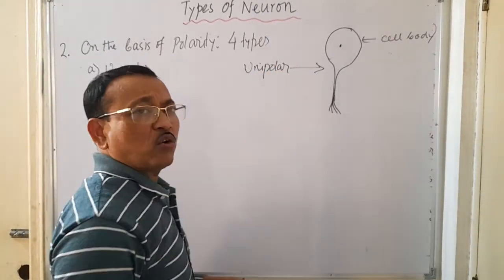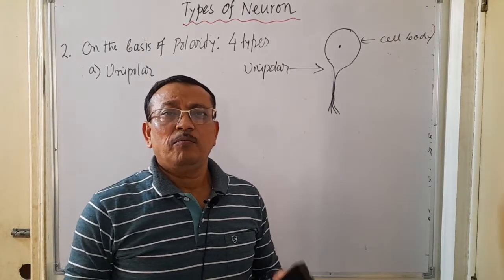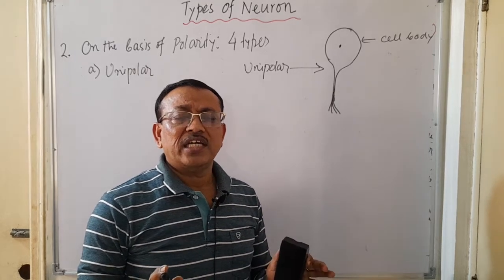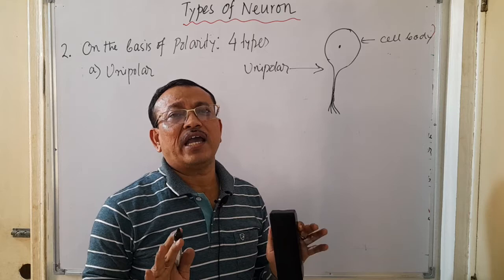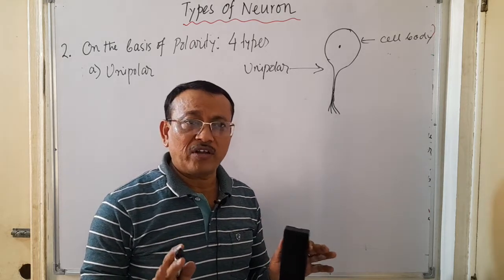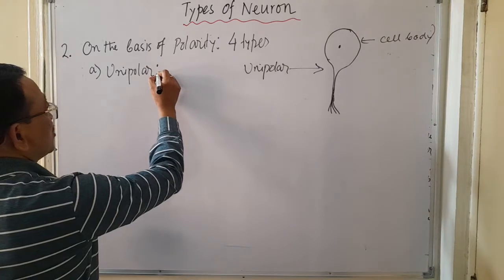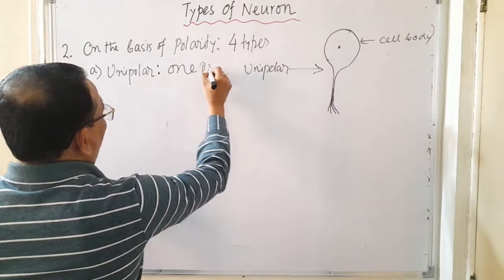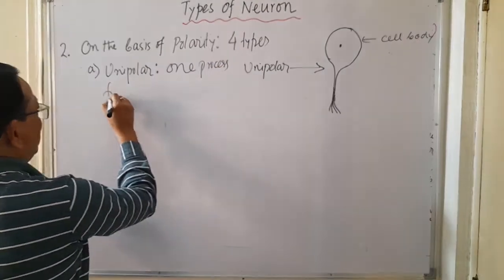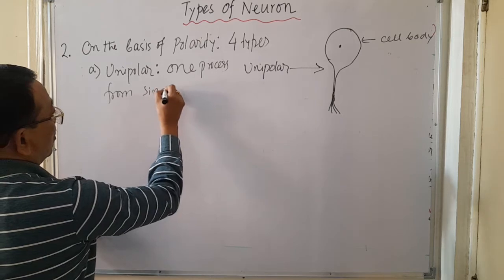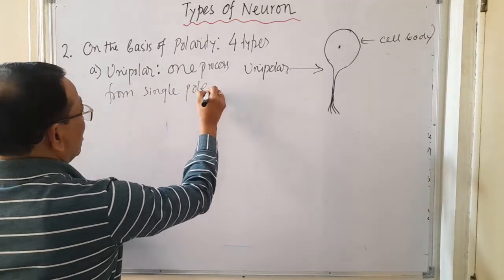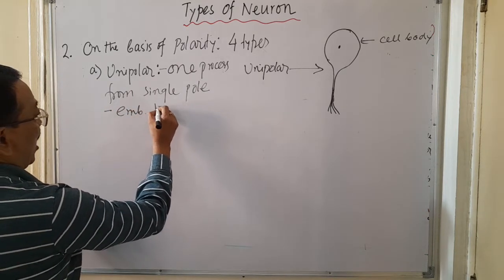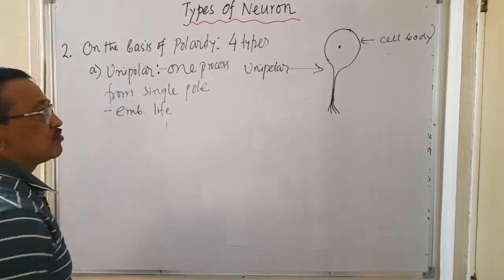Generally, these unipolar neurons are present in the invertebrates. In the vertebrates, they are present only in the embryonic life. Only in the embryonic life in human beings. So unipolar has one process from a single pole, and this is present in the embryonic life of human beings.